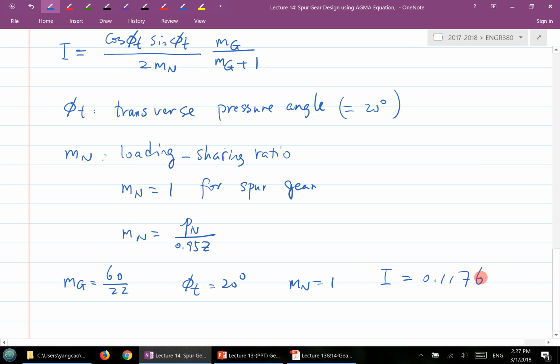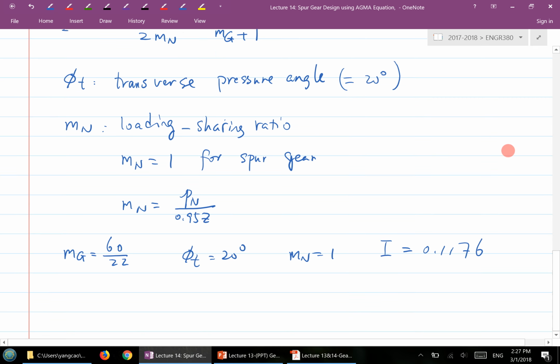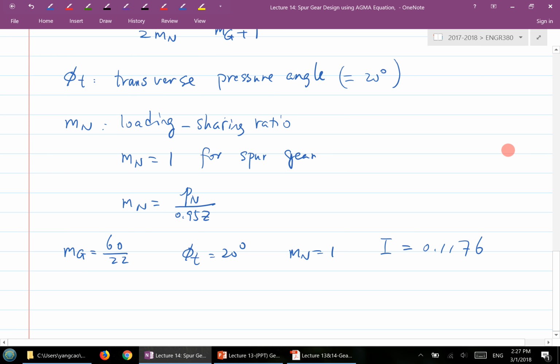For contact stress, the I value doesn't differentiate between the pinion and the gear. You get the same value for the pinion and the gear. So remember, there's no IP or IG. It's just the one I value.